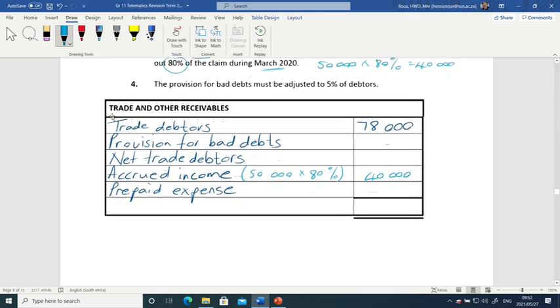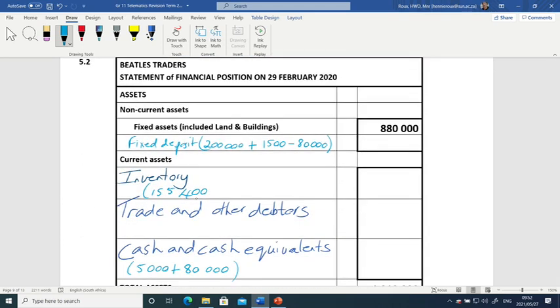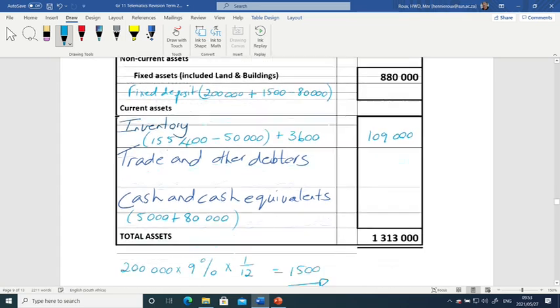And also on the statement of financial position, we've counted 155,400, but 50,000 was stolen. So I can't show it as part of my stock. And then we have packing material on hand to be added to give you the inventory amount on your statement of financial position.